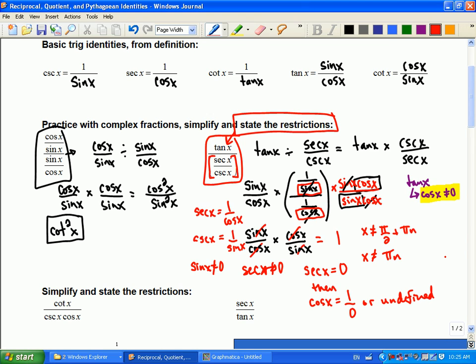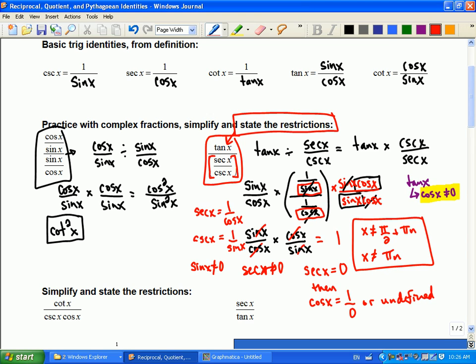Cosine of x is not undefined. It's defined everywhere. We can never find this answer. Since the answer doesn't exist, that means we'll never have that problem. So in this case, we don't have to worry about it. No problems here. These are the only restrictions on that problem.